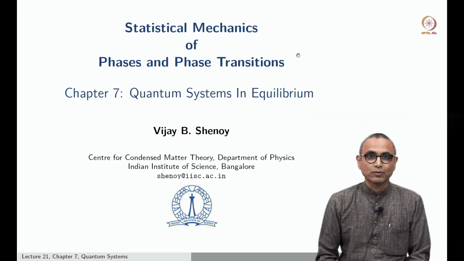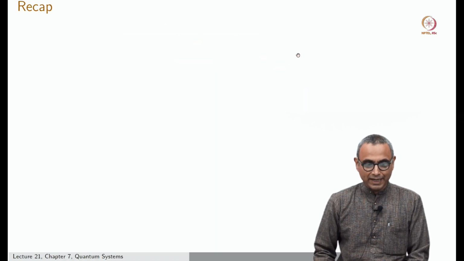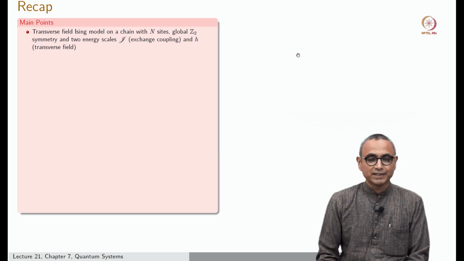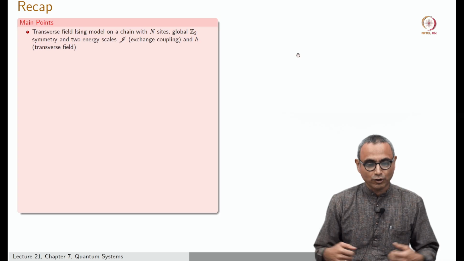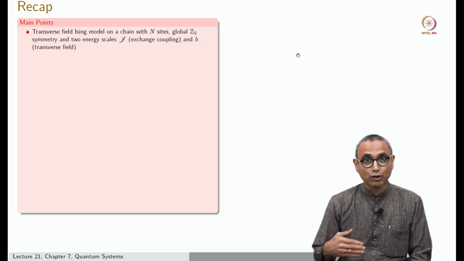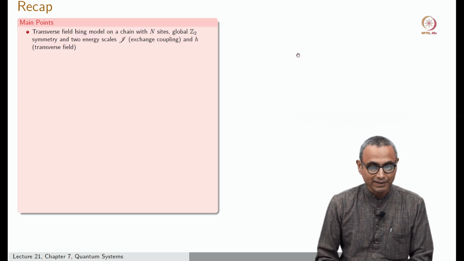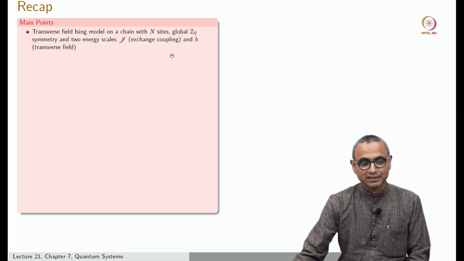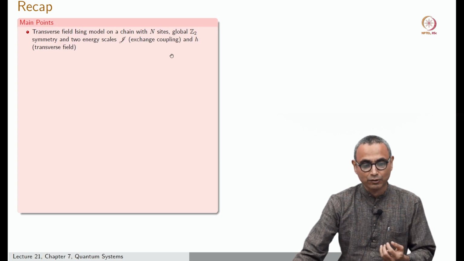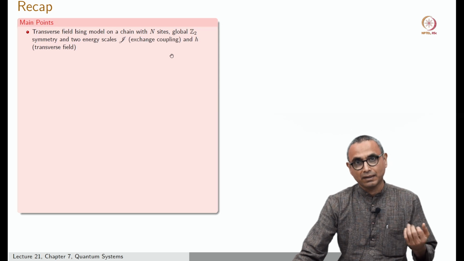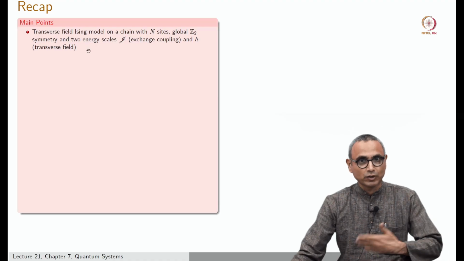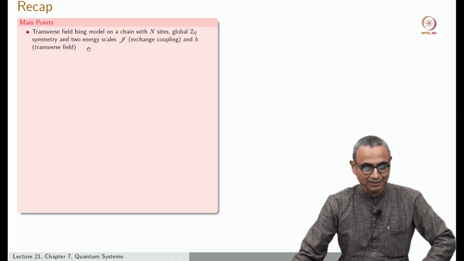We are studying quantum systems, and in particular, we are studying the transverse field Ising model, which is a model made out of qubits placed on a chain and has a global Z2 or Ising symmetry. It has two energy scales, an exchange coupling scale, which wants to align these qubit degrees of freedom parallel to the qubit z-axis on neighboring sites, and we have a transverse field h which wants to place them along the qubit x direction.